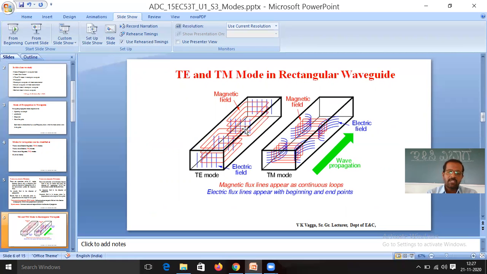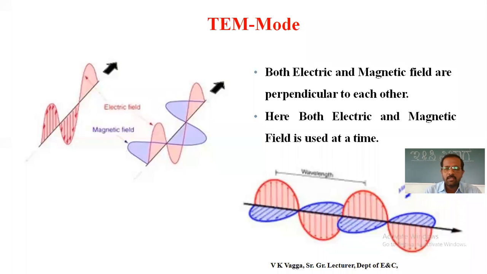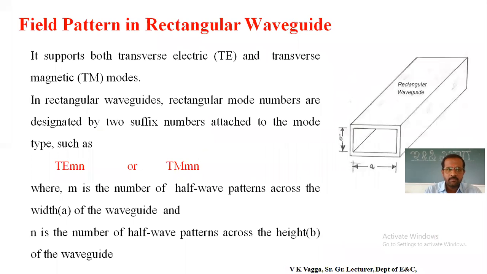It is represented here. The blue lines indicate the electric field, which is perpendicular here, and the red color indicates the magnetic field, which is along the direction of propagation. That is the TE mode. If you take the TM mode, the red color indicating the magnetic field is perpendicular, it is all in the reverse plane, and the electric field is along the direction of propagation here. And if you take the TEM mode here, the fields are perpendicular to each other.